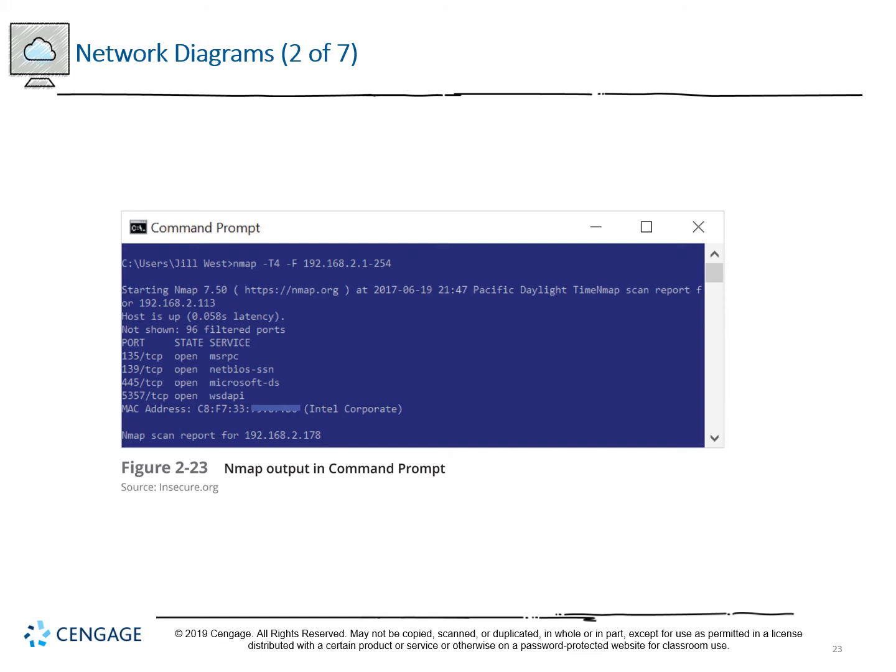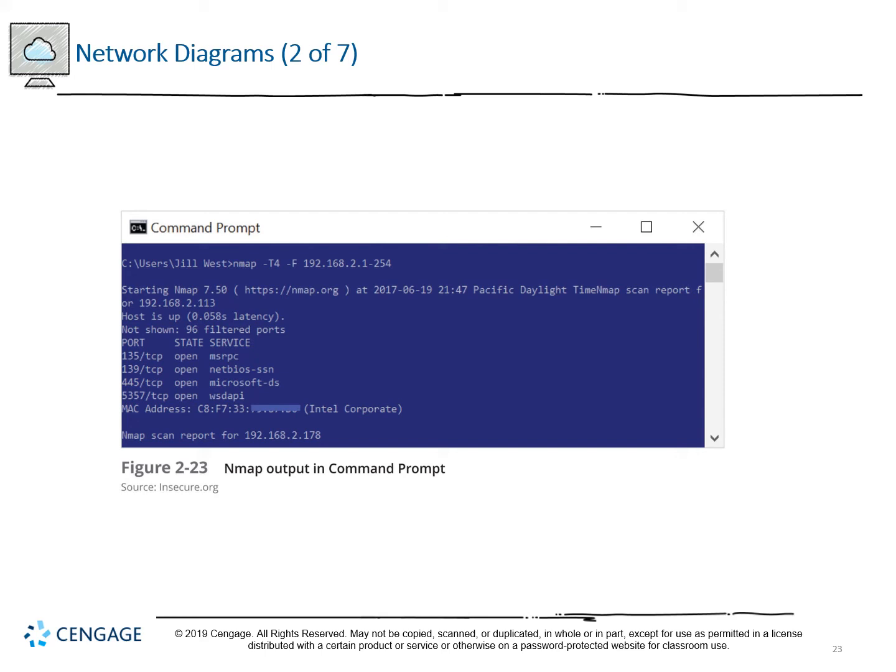So here we have Nmap outputting in command prompt. We can see that we've got the standard prompt nmap -T4 -F, and then we have an IP range, so 192.168.2.1 through 254. So that covers every address in the 192.168.2 subnet except for 0 and 255, because those are the network and broadcast addresses. So Nmap starts up, starts scanning. It says the host is up. It reads what latency speed it's going at for this particular IP address.